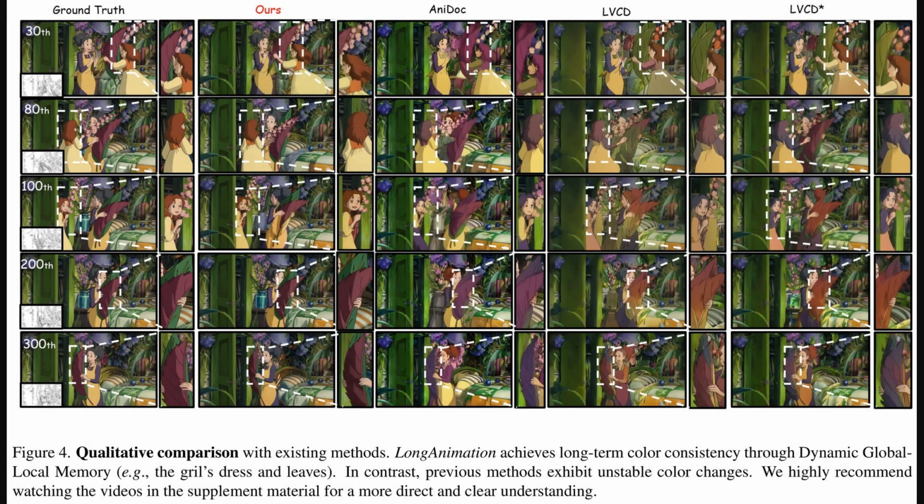Moving to the results, this figure provides a really clear qualitative comparison. On the far left, you have the original animation, the ground truth. Next to it is the result from their LongAnimation model, followed by other methods. You can see how their model keeps the colors perfectly stable over 300 frames. But if you look at the other models, the character's dress and the leaves change color completely. This is partly thanks to a component called the color consistency reward, which ensures the video's low frequency features, which basically represent broad color information, stay consistent.